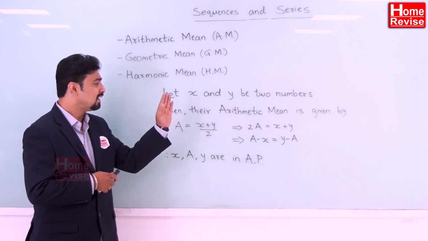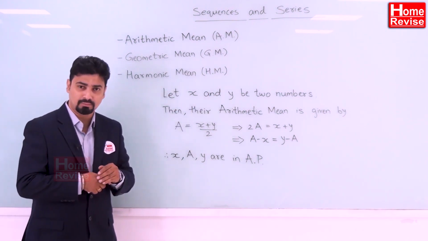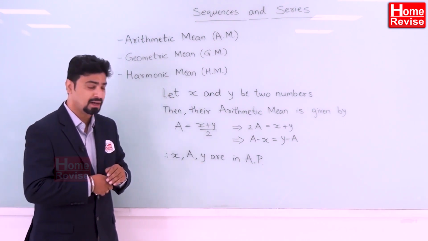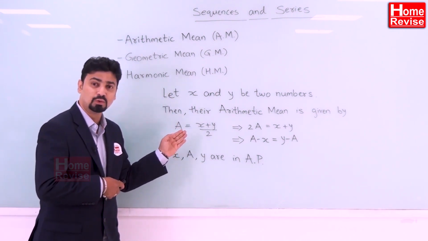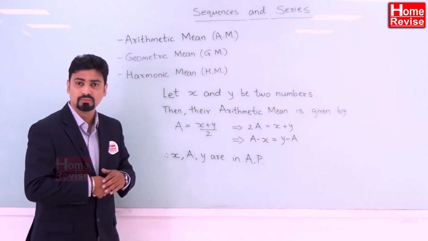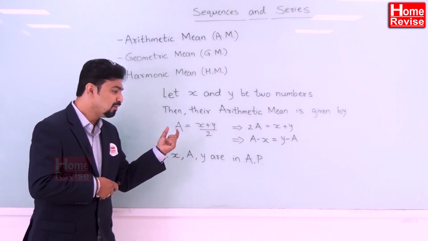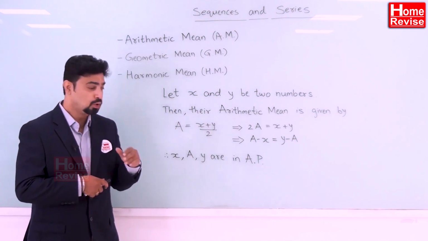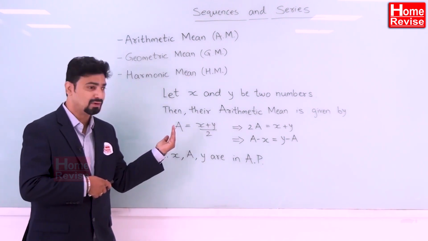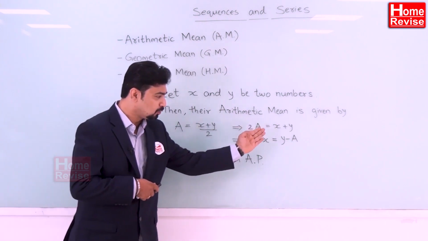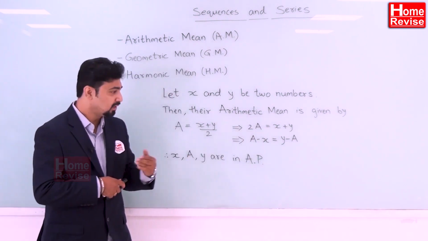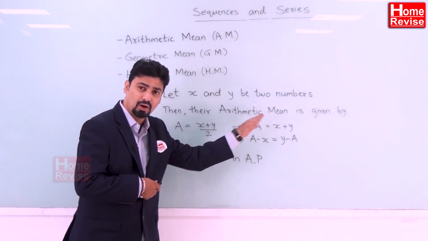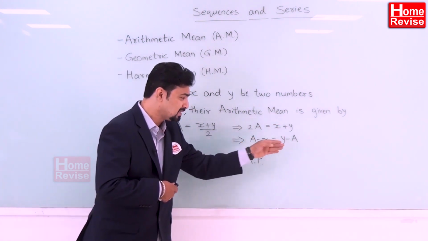So let us first understand what we mean by arithmetic mean. Let us say that x and y are two numbers, then the arithmetic mean of these two numbers is given by a = (x + y)/2. Correct? Now let us simplify this further and see if we can derive something from this. If I multiply 2 on the left hand side, I will get 2a = x + y. Further, if I take x to this side, it will be a − x, and I put one a on the right hand side, so it will be y − a.